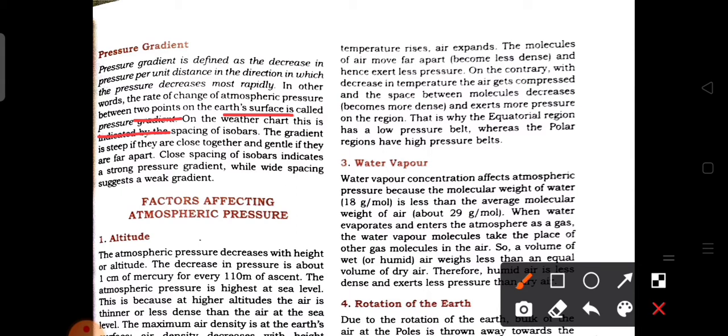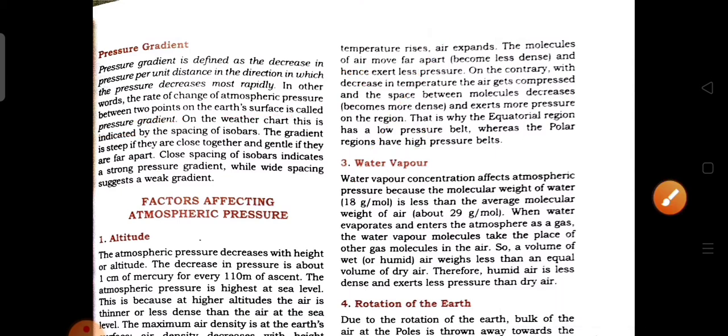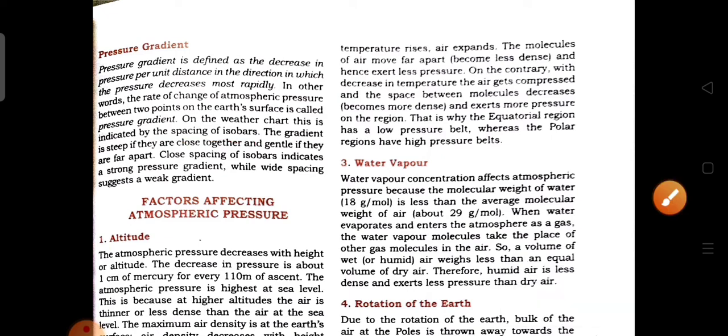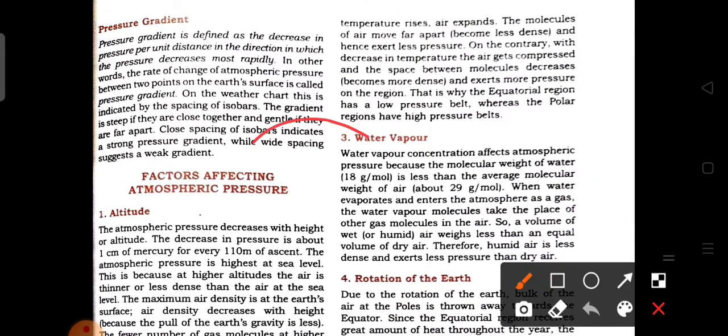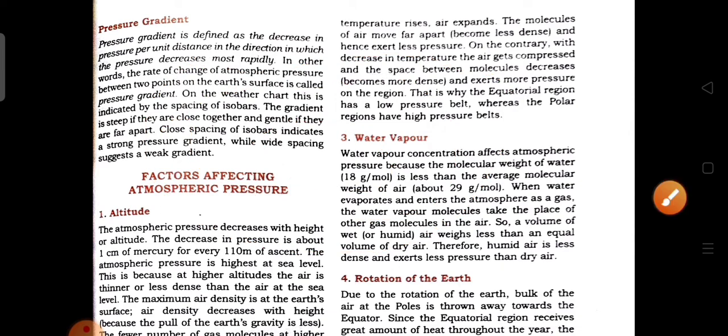The pressure gradient is the rate of change in the atmospheric pressure. On a weather chart, this is indicated by the spacing of isobars. If we see an isobar map, the isobar lines look like this, some are near and some are very far apart. By reading these isobar lines, we can know the pressure gradients.